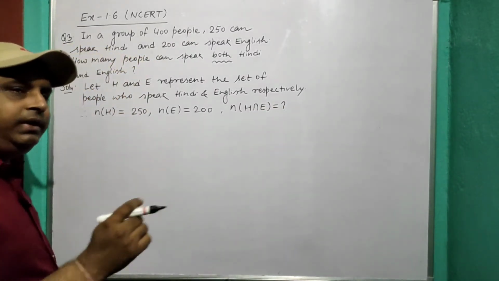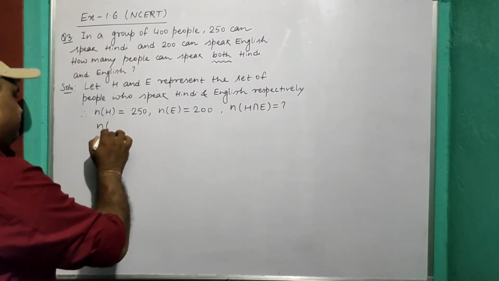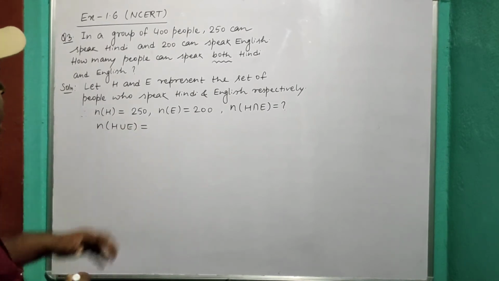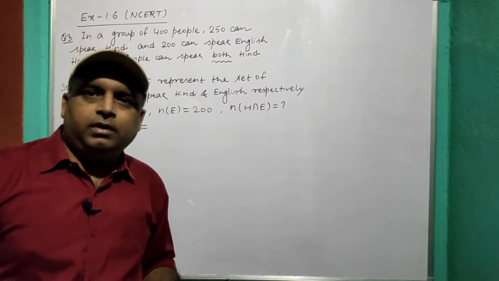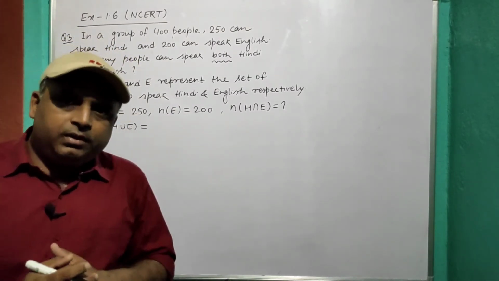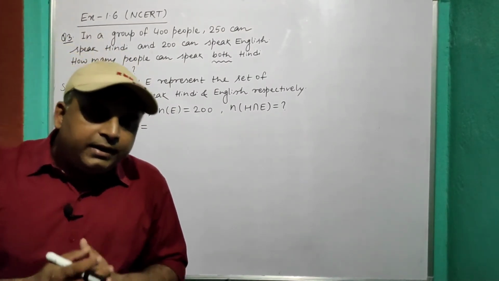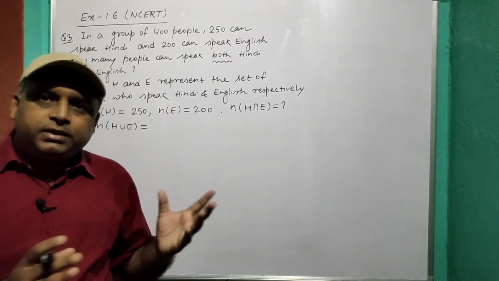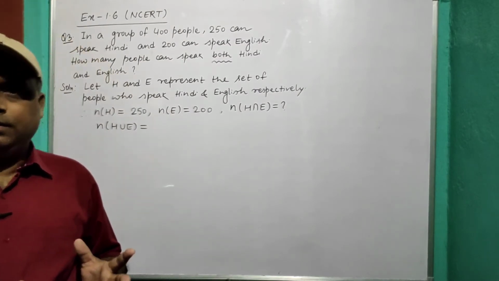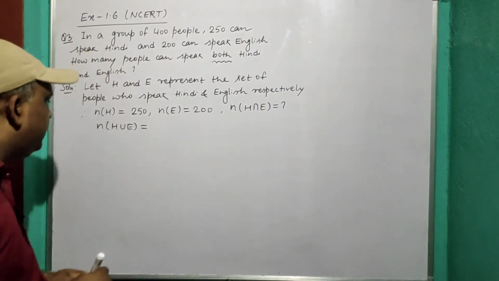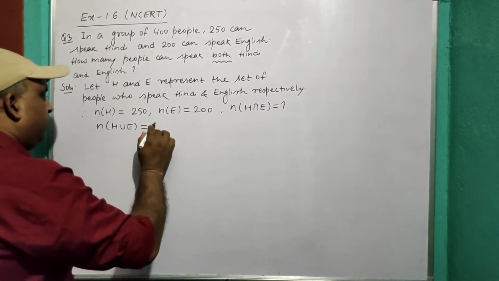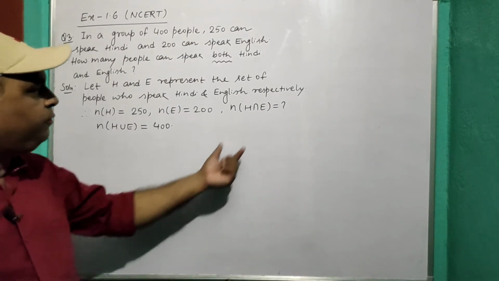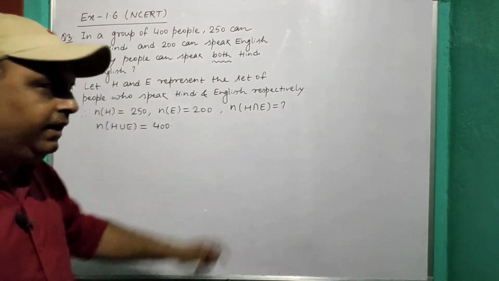Then what is H union E? H union E कितना दिया हुआ है? यहाँ दिया है in a group of 400 people. So if it is a group of 400 people, here I assume that all the people are speaking at least one of these two languages, Hindi and English. Okay, so in that case, this H union E will be equal to 400.